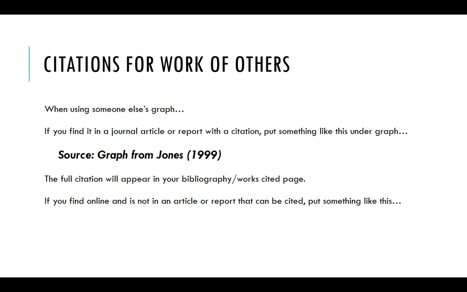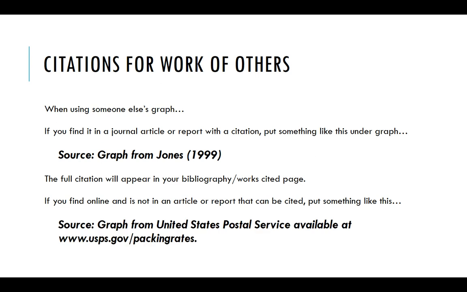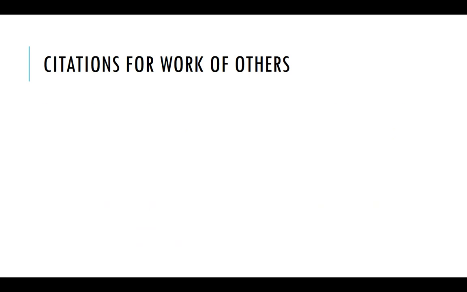If you find it online and it's not an article or a report that can be cited, now it gets a little more confusing. So you still have to cite it. You'd put something like source graph from the United States Postal Service available at www.usps.gov, whatever. You get the idea. So again, we never want to be accused of plagiarism. We do need to cite. We can incorporate the work of others as long as we are citing correctly, right?